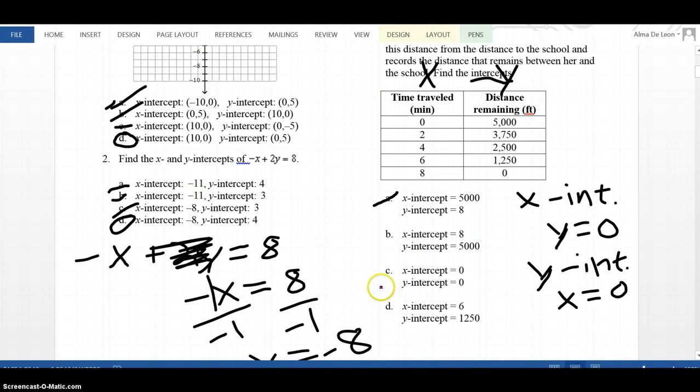A is wrong, C is wrong, and D is wrong. The only answer that makes sense is B. And again, if we're looking at a y-intercept, my x has to be 0. And in this case, I know that when x equals 0, my y is 5,000. So that's why B is the answer. B makes sense.